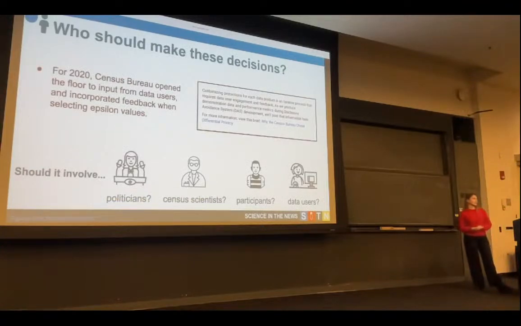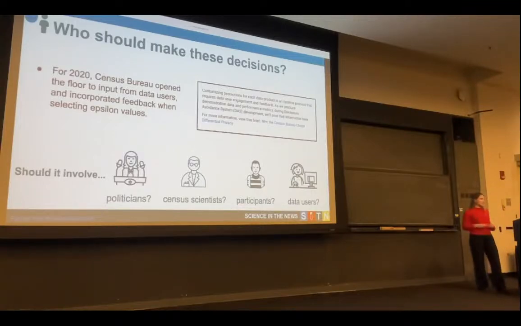A second question would be who should get to make these decisions? So for the 2020 census, I can tell you how this was done. They allowed for third parties to have input into these decisions, and then they incorporated their feedback as they settled upon epsilon values for the 2020 census. As you can see, there was a form that people could fill out to submit their analyses and their comments about the differentially private data releases as the Census Bureau released sample data.